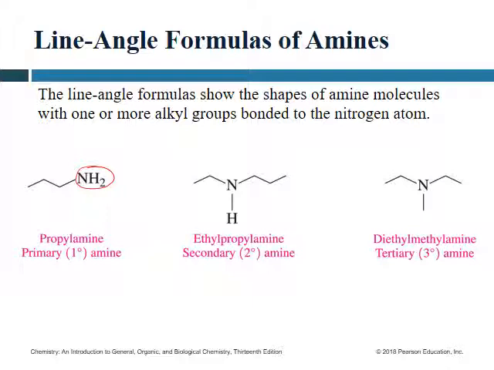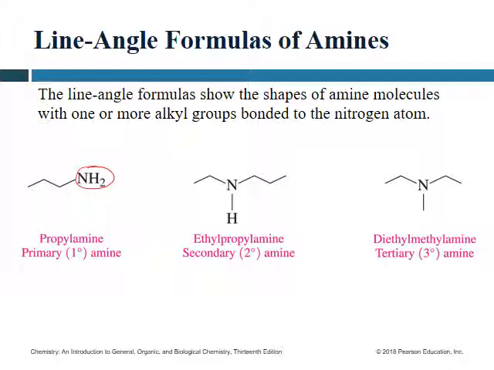So for instance, in this case, this is a primary amine. Why? Because we see it's bonded to 1 carbon. Here it's bonded to 2 carbons, so secondary. Here it's bonded to 3 carbons, so tertiary. Okay. And I think naming, you are okay with naming as well. This would be 1, 2, 3 carbons.